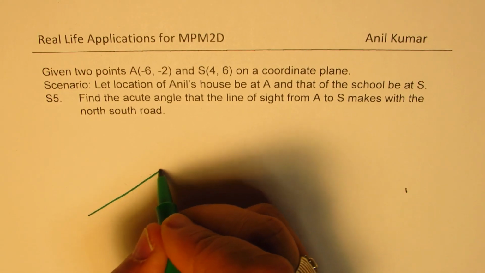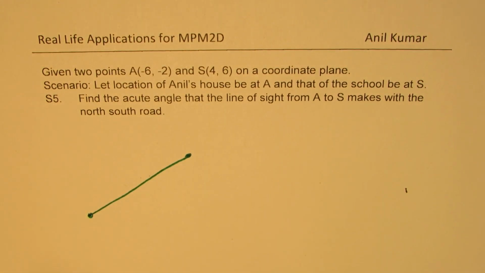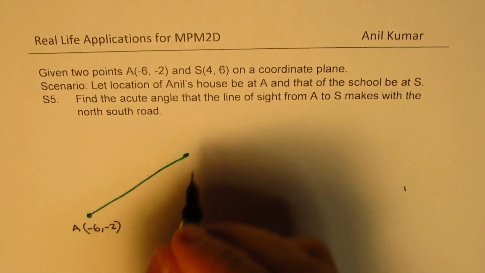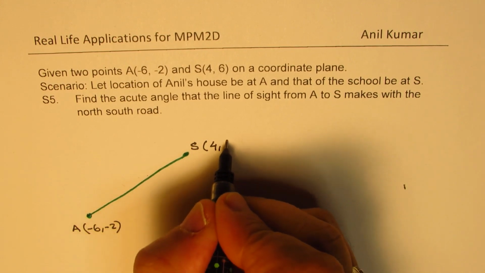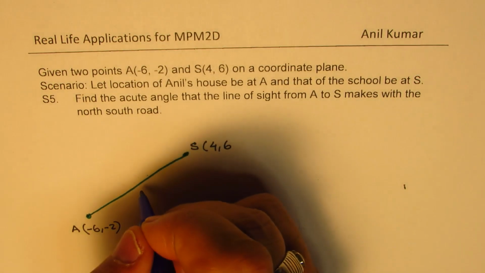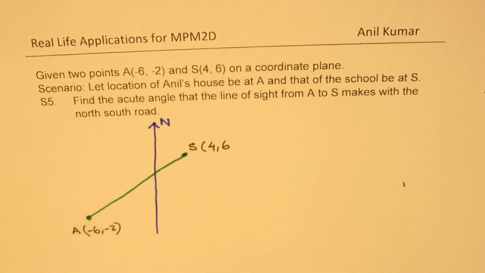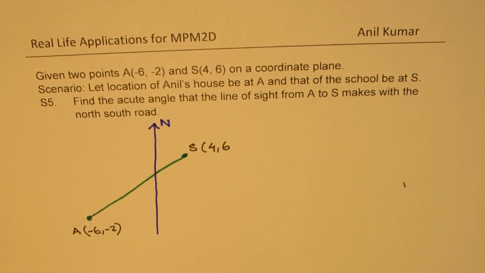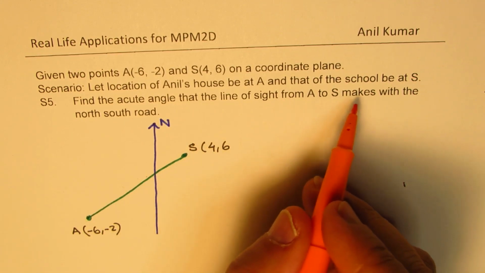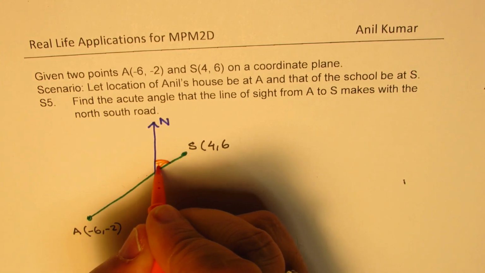We are saying that this is the line of sight from Anil's house A, whose coordinates are minus 6, minus 2, to the school whose coordinates are 4, 6, right? And somewhere here we have the north-south road, right? This is going north. When we are saying find the acute angle that the line of sight from A to S makes with the north-south road, the acute angle is this angle which we are interested in finding, correct?